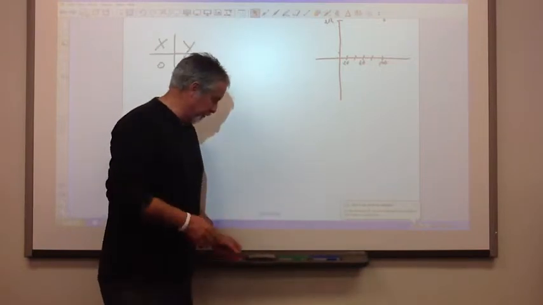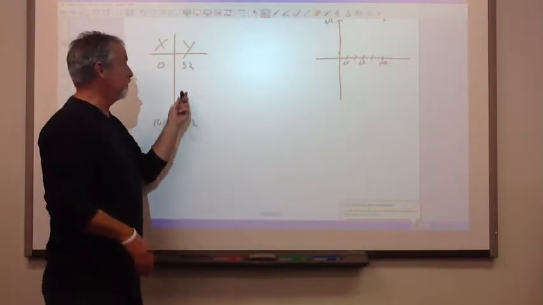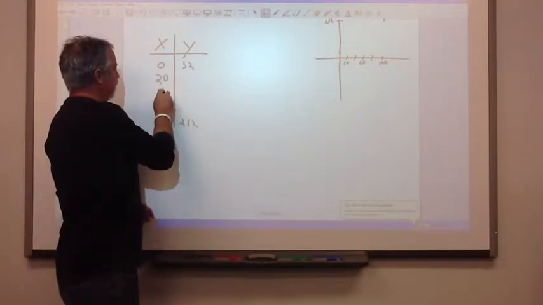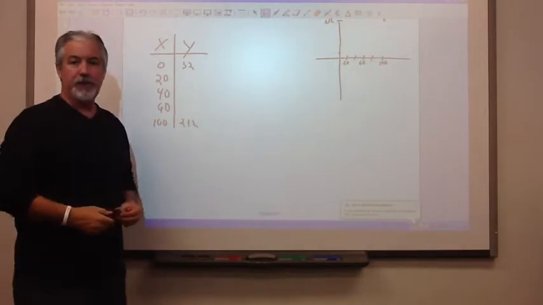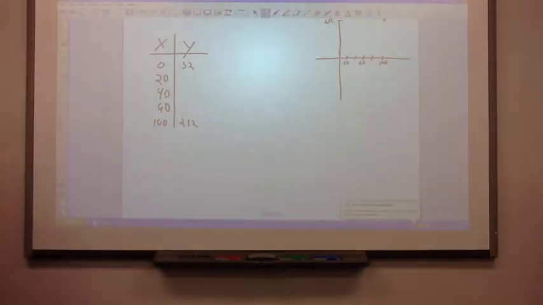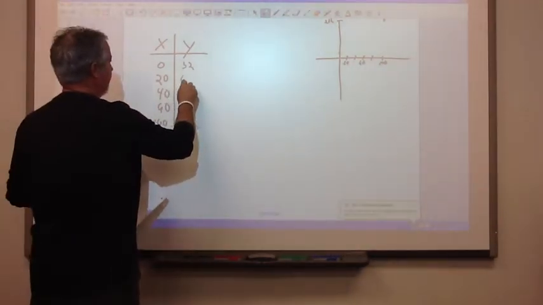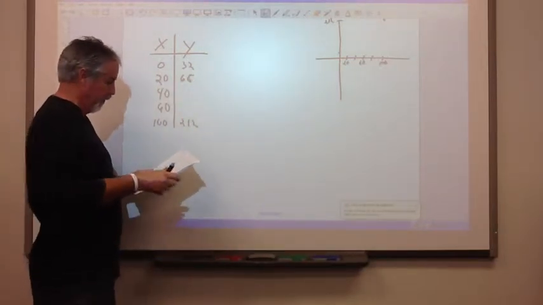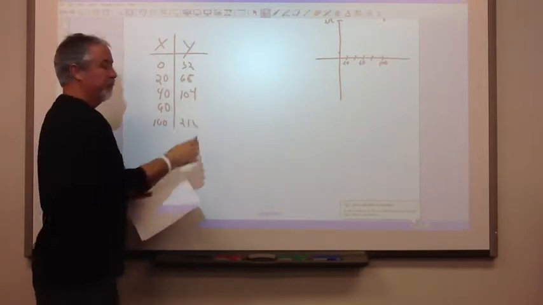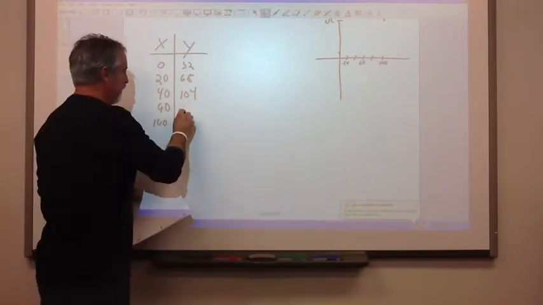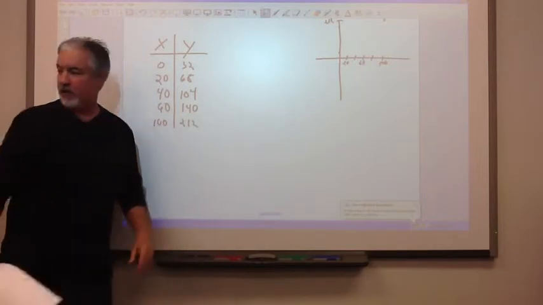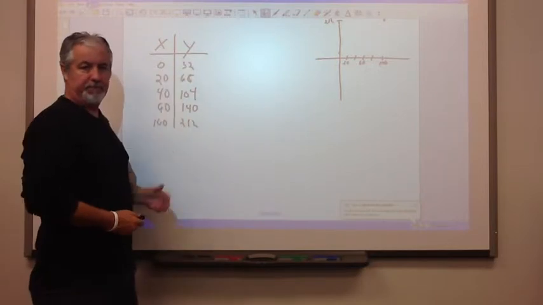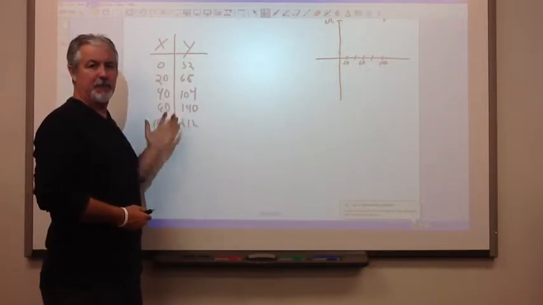Well, now what we do is we just plot some numbers as we boil the water. And I've already taken a few temperatures here to plot. When it was 20 degrees Celsius, it was 68 degrees Fahrenheit. When it was 40, it was 104. And when it was 60, it was 140. So we've taken data and we've just put it on a data table.